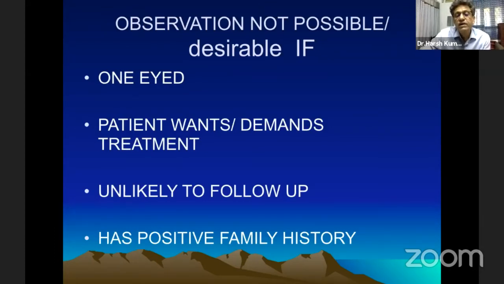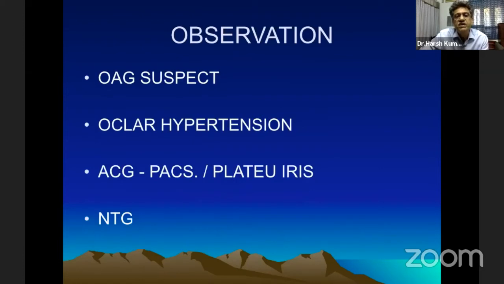So many times my students say, sir, family history is positive. So just show the record of the family and then you'll realize probably there is an ocular hypertension or there's nothing much. But then there's a family member who has gone blind. In that case, you have to be very, very aggressive. So observation would be a part in OAG suspect, ocular hypertension, ACG groups, the NTG group.